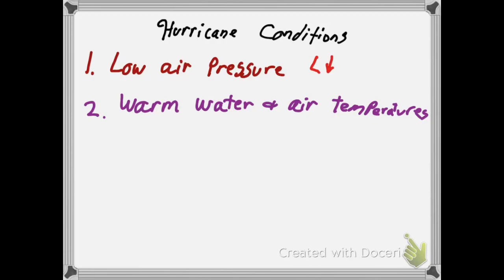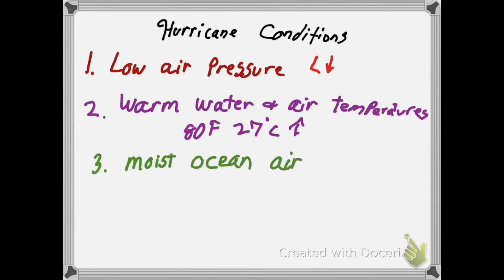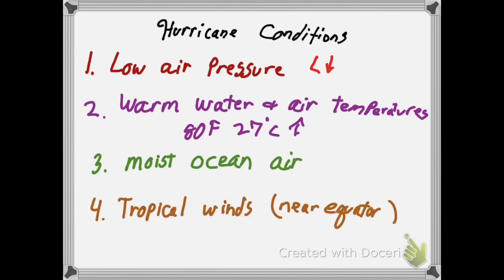Next, there has to be warm water and air temperatures. In fact, the water has to be over 80 degrees Fahrenheit or 27 degrees Celsius, right? It has to be higher than that in order for there to be a hurricane to form. Third, you are going to need the moist ocean air. And then fourth, you need those tropical winds that are from near the equator.